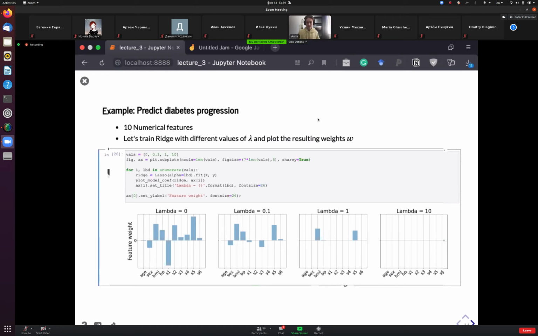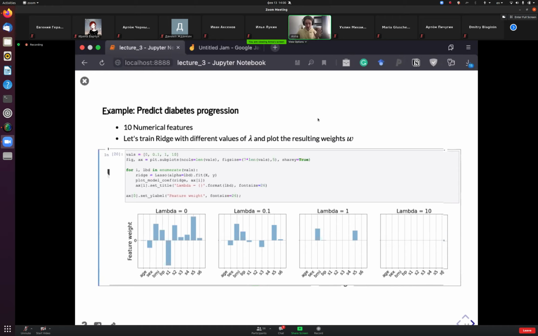So how do we choose lambda, with which it's better to have a model? Yeah, that's the next topic I'll be talking about. That we will discuss now.